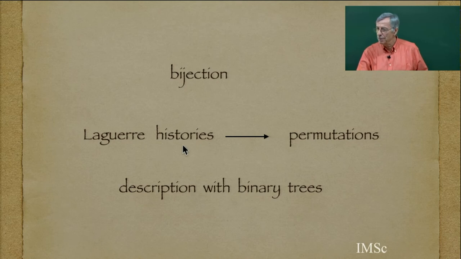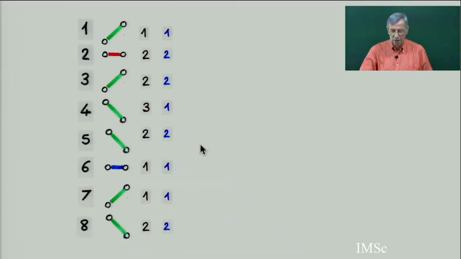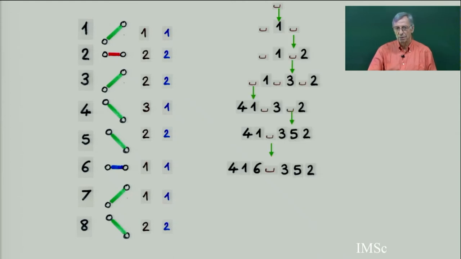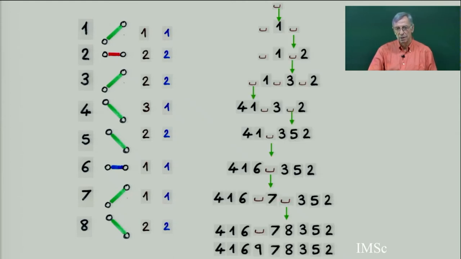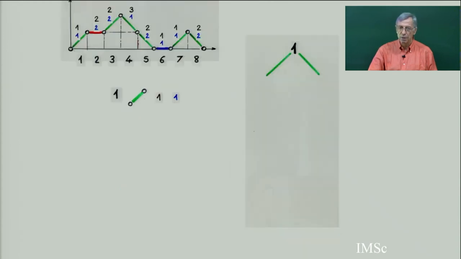So now I repeat the same construction with binary trees. This was the construction we have seen last chapter. From a Laguerre history, you get a permutation. Now repeat the same construction. So here I am going left. For each step, this is a double. This step is a northeast step, in the Motzkin path, excuse me. This is the first northeast step, so we make a double.